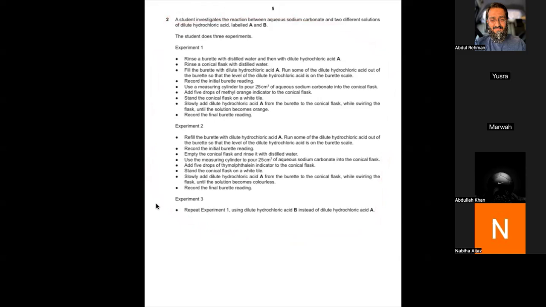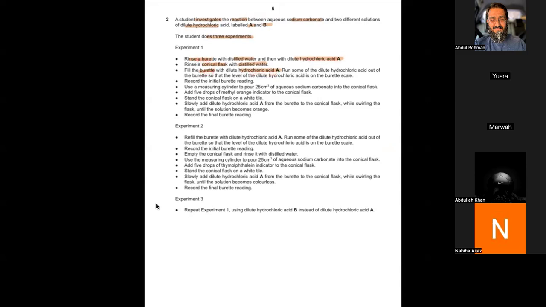So a student investigates the reaction between aqueous sodium carbonate and two different solutions of dilute hydrochloric acid labeled A and B. The student does 3 experiments, okay. In experiment 1, rinse a burette with distilled water and then with dilute hydrochloric acid A. Rinse a conical flask with distilled water. Fill the burette with dilute hydrochloric acid A. So see, the burette has been rinsed with hydrochloric acid A, and that's why it is filled with hydrochloric acid A.